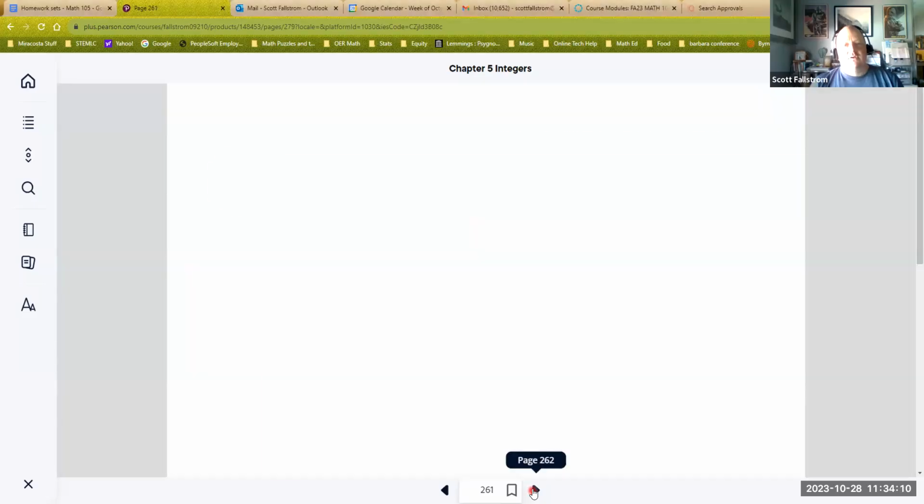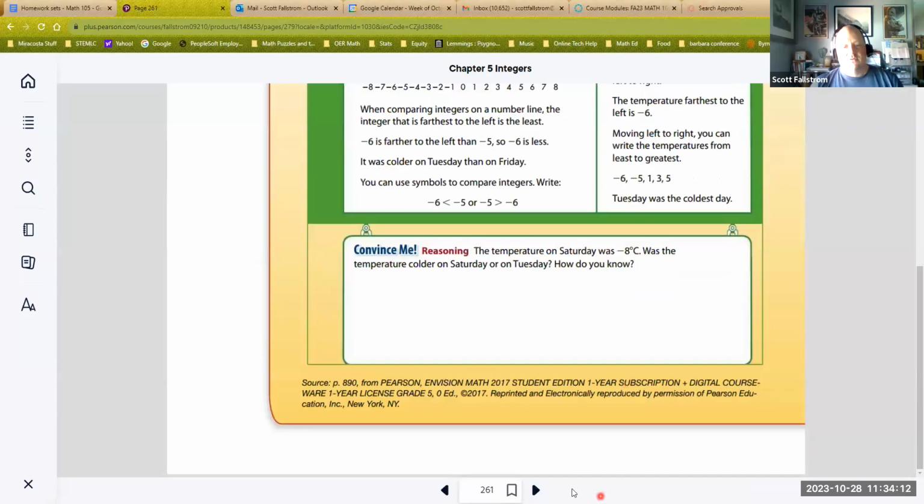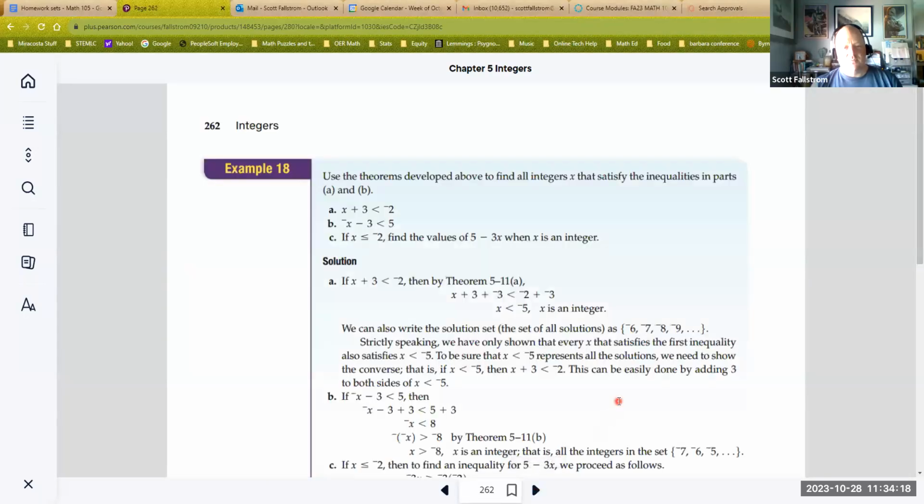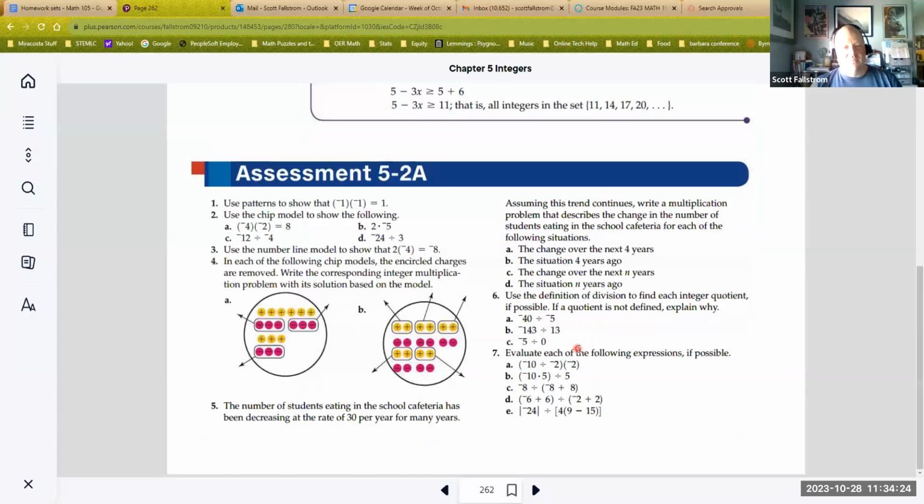All right, let's see here. Okay, so this is a grade 5 with ordering integers. You can see something from the schools you might be teaching in. Use the theorems to solve some inequalities. So you'll be solving inequalities a little bit, and then we get into the homework section. So that really wraps it up for chapter 5. There's not a ton.